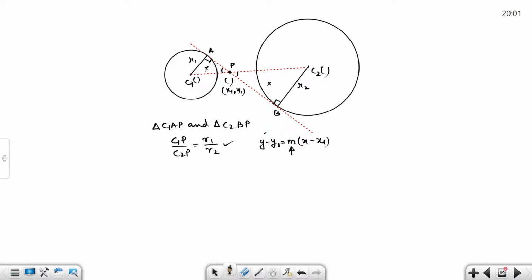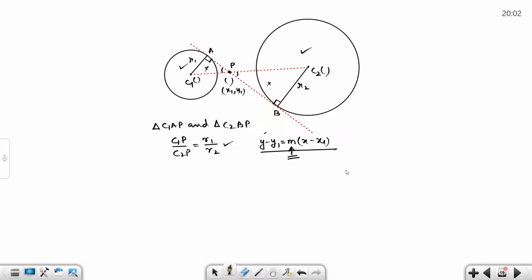Now to find out m, we will again do the same thing. We will take any of these two circles and draw the perpendicular from its center on this tangent, and we will equate this length to its radius. The moment you do that, you are going to evaluate m, and once you have m, you know the equation of the transverse common tangent. Is it clear to all or not?